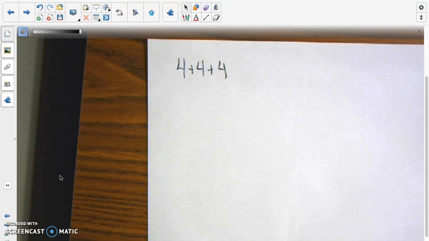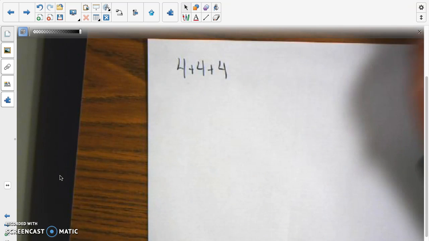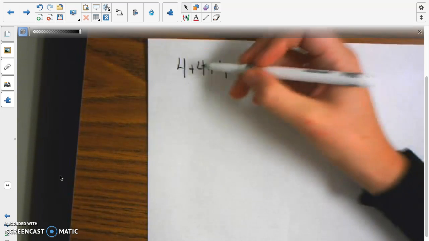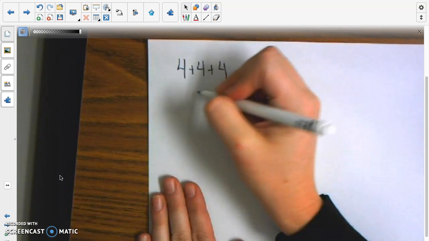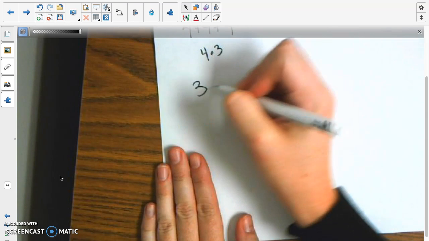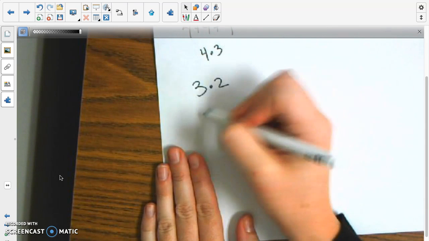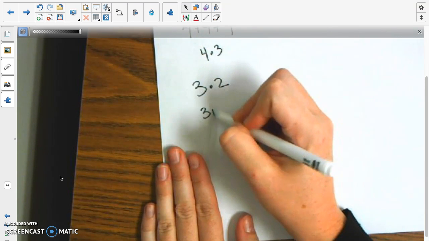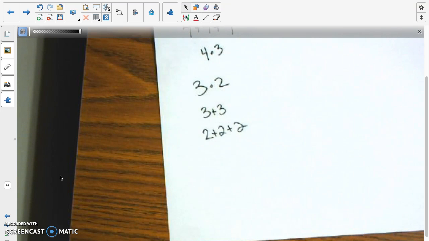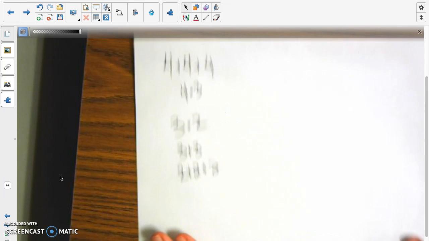So remember when we multiply, it was really just multiple addition. So 4 plus 4 plus 4, we would really be able to write this as 4 times 3. Like 3 times 2, we could express this as writing 3 plus 3 or 2 plus 2 plus 2. Remember the good old days of that? So we're going to keep with that, but we're going to talk about integers.